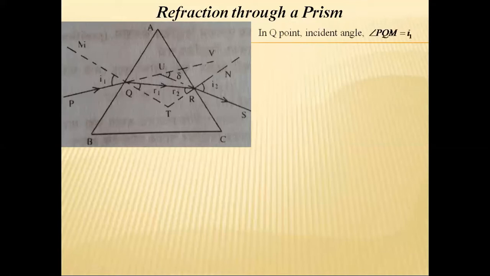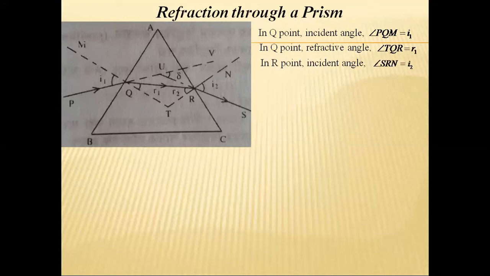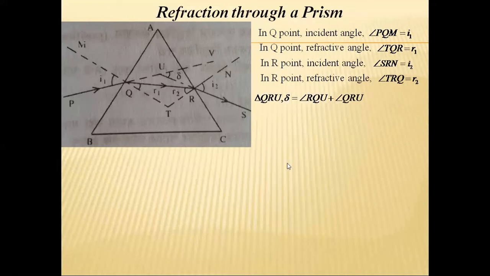For the point of incidence Q, we already discussed that PQM is I1, and the refractive angle TQR is equal to R1. At point R, the incident angle SRN is equal to I2, and the refractive angle TRQ is equal to R2. We know that the outer angle must be the sum of the inner angles. So phi is equal to RQU plus angle QRU.